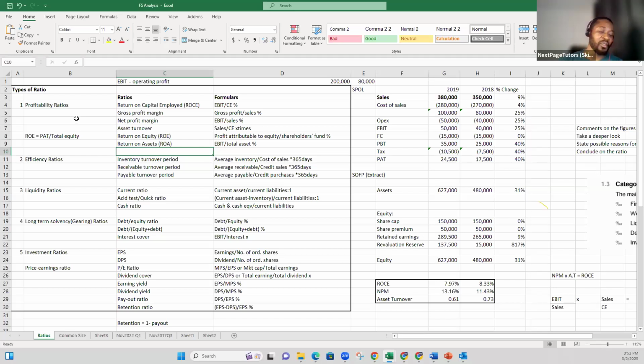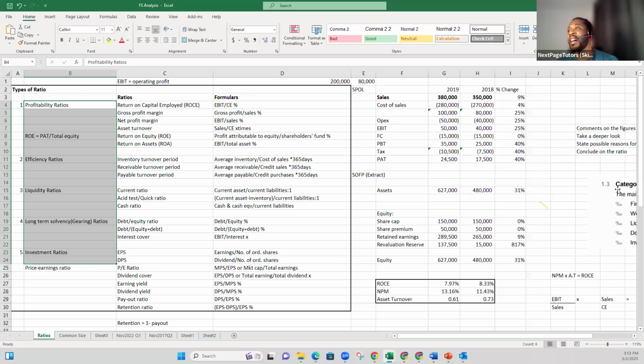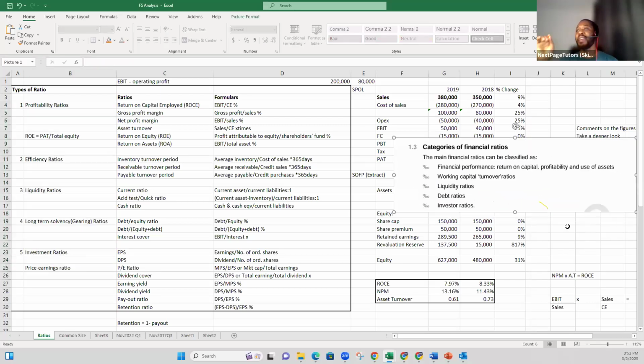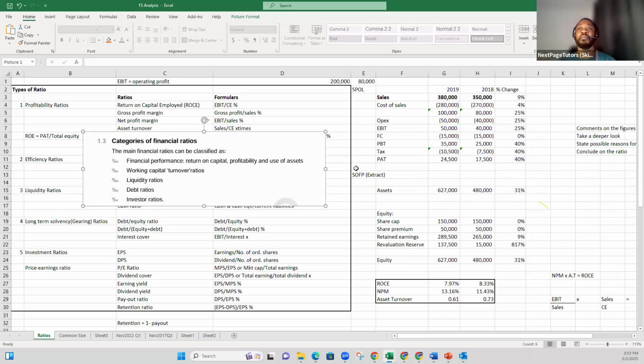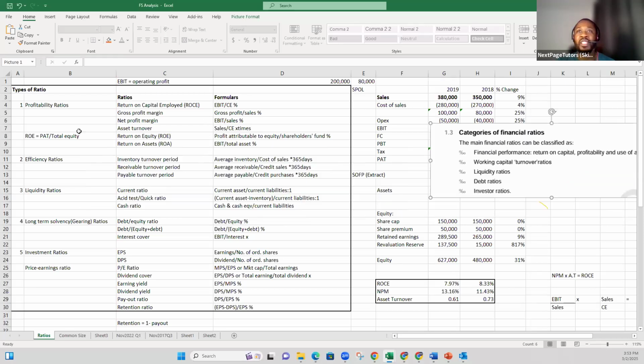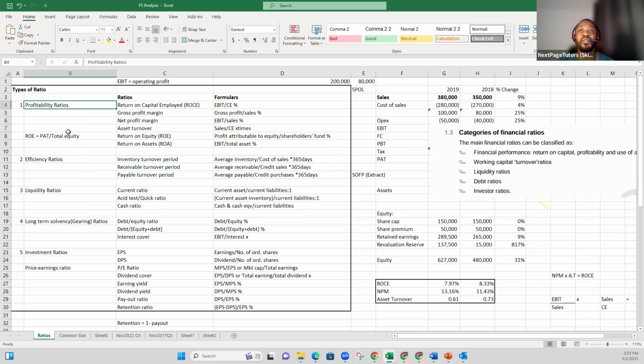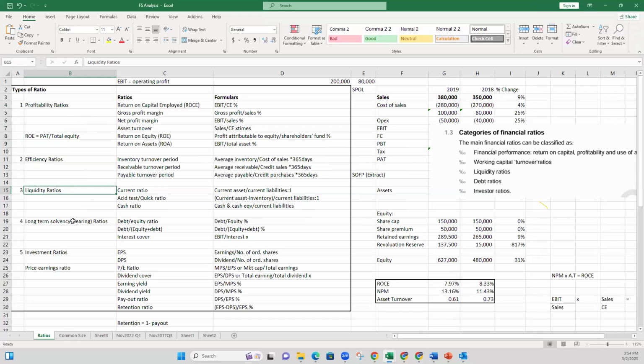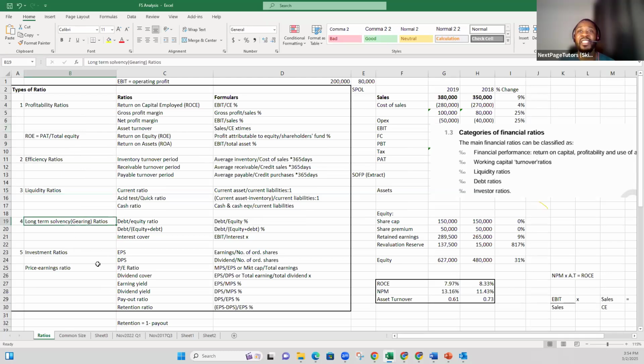So let's look at ratio analysis. Ratio is just another type of technique we use in financial statement analysis, and we have 5 categories of ratios, right? I have a snippet here from your pack. The main financial ratios can be classified as financial performance, which we can call profitability, if you want to call it that way. Then you have working capital turnover ratios, which we can call efficiency ratios. And then you have liquidity ratios, debt ratios, and then investor ratios. So it aligns with what we've put here, as you can see. We have 5 categories: profitability ratios, efficiency ratios, liquidity ratios, long-term solvency, and then investment ratios.